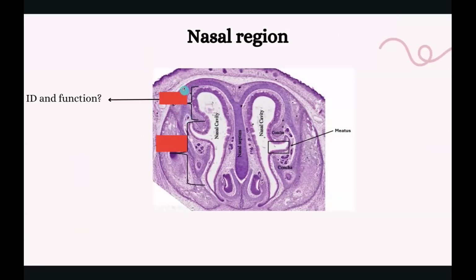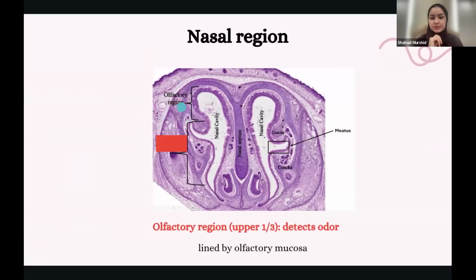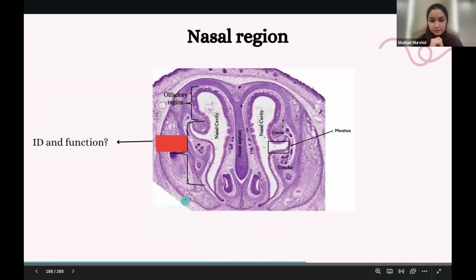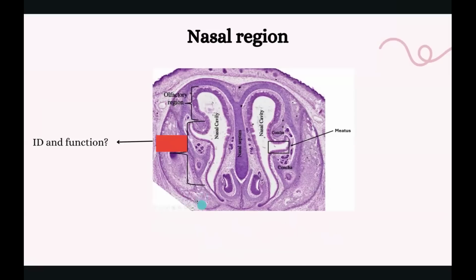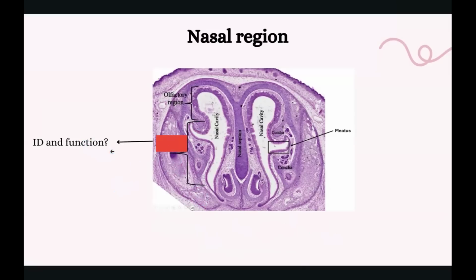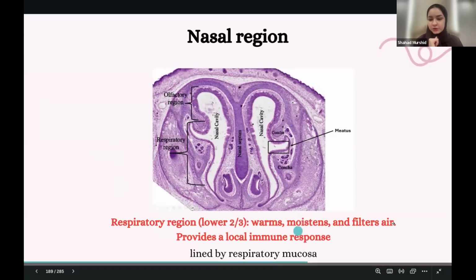The olfactory? Yes, exactly. The upper 1/3, this is the olfactory region. Oh, sorry, I forgot to ask about the function. So the function of it would be to detect odor. So the olfactory region, upper 1/3, detects odor, and it's lined by olfactory mucosa. Next, we have this region. What is this region called? The respiratory region? Exactly. And function of it, do you know? To humidify the air and to trap the bacteria. Exactly. So it warms, moistens, filters the air, and also has a function in the local immune response. So the lower 2/3 is the respiratory region, and it's lined by respiratory mucosa.